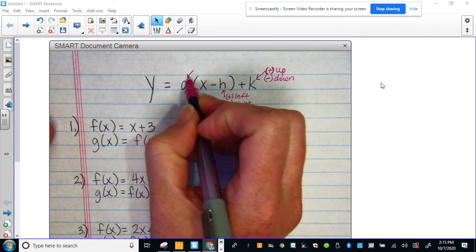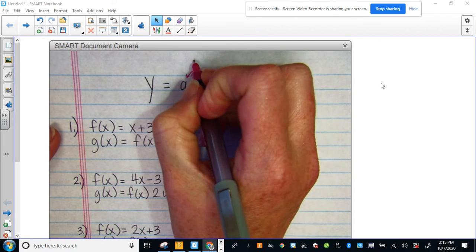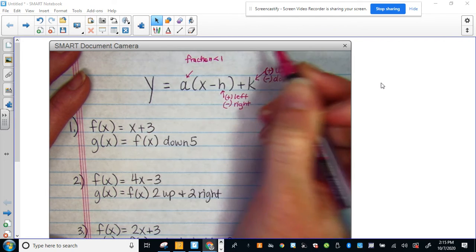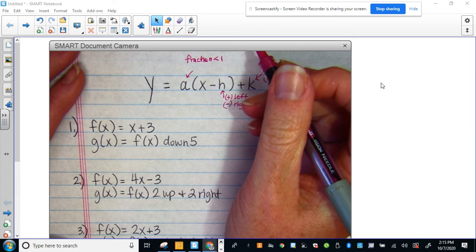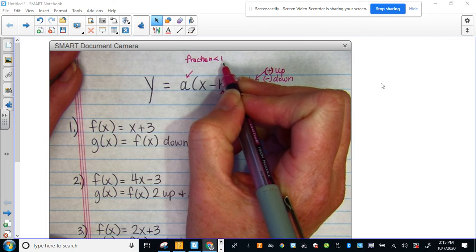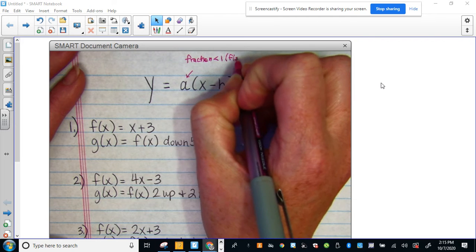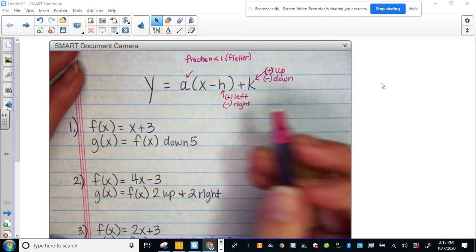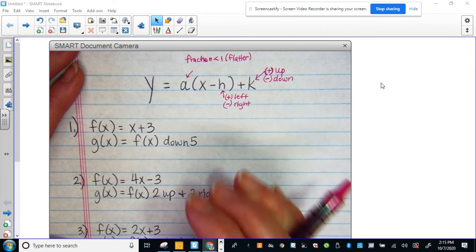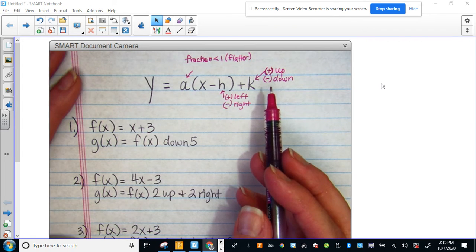So then we have the A, and there's a couple of things that happen with A. First of all, if that number is a fraction that's less than 1. So in other words, be careful for fractions like 3/2 or 5/2 or something. Those aren't less than 1. So if it's a fraction less than 1, then it's going to get flatter. The line is going to flatten out. It's not going to be as steep. It's going to compress vertically. There are several different ways you can say it, but usually it's easier to just say it gets flatter.